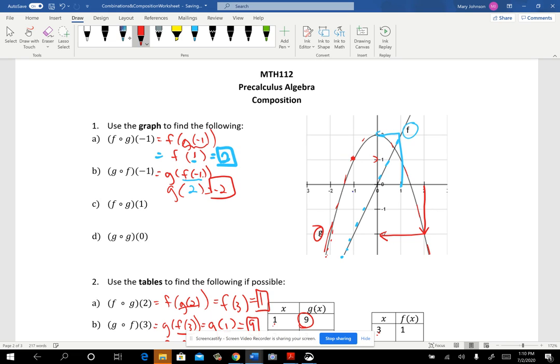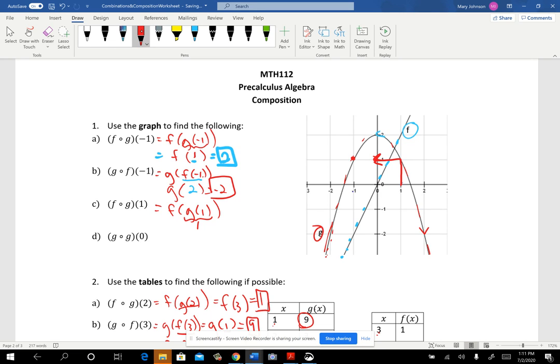If I'm doing f composed with g of 1, I know that just means f of g of 1. Okay, so then I have to think through. All right, I'm going to start with my g function first. I'm going to think about the x being 1, and I'm going to go to my g function, which is the parabola, and I can see the y value would be 1.